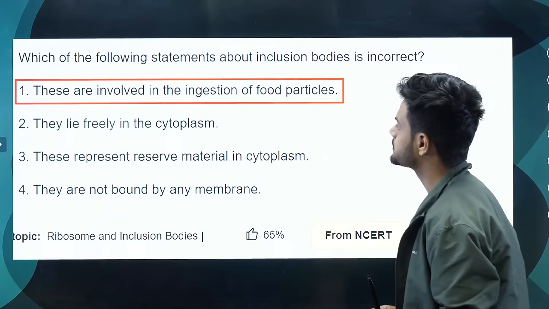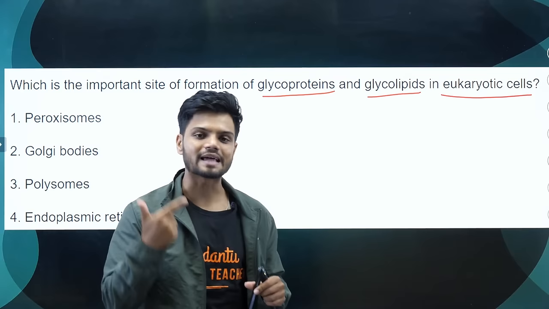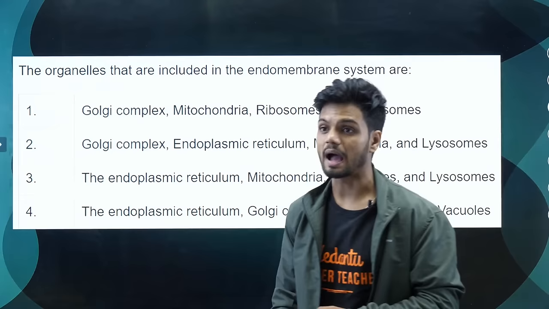Next question. Which is the important site of formation of glycoprotein and glycolipid in eukaryotic cell? All of you should know this. Glycoprotein and glycolipid are synthesized by the Golgi apparatus. It is your Golgi bodies or Golgi apparatus.